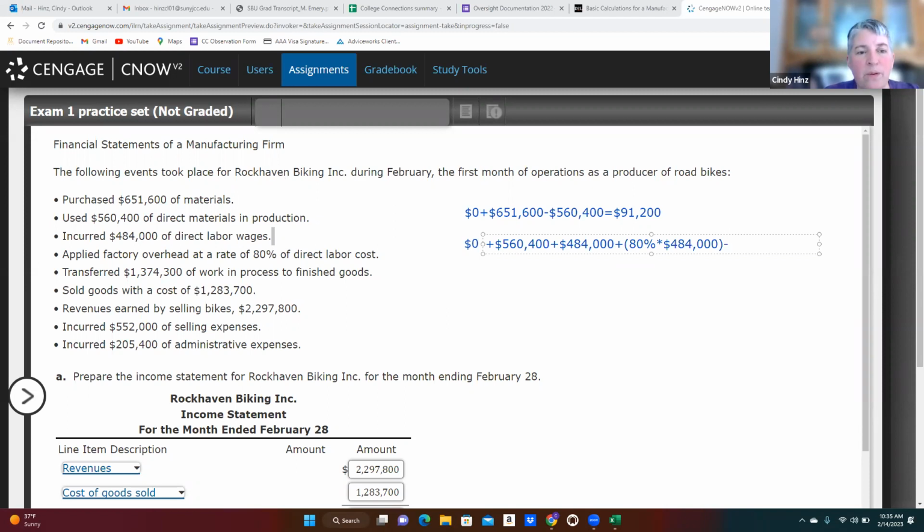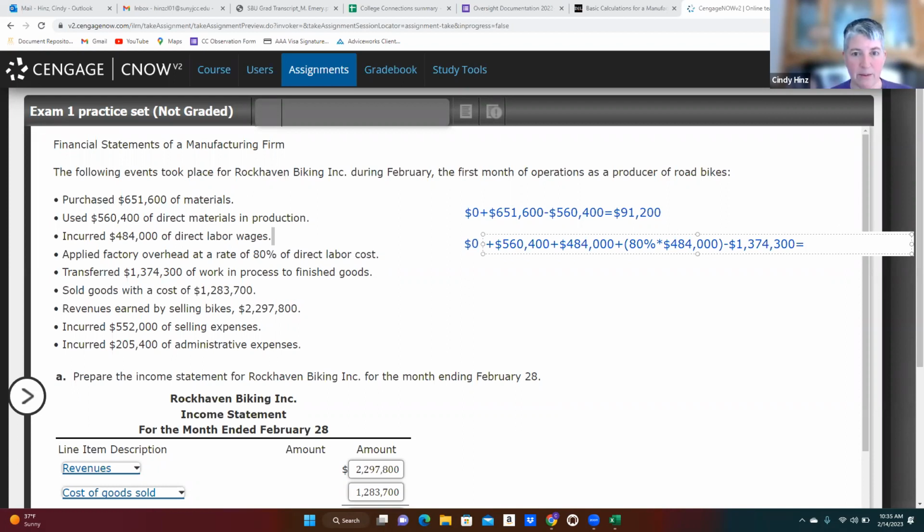What did we remove from the account? The fifth bullet point down tells us we transferred $1,374,300 worth of finished goods. So since they're finished, we move them out of work in process and we move them into finished goods.